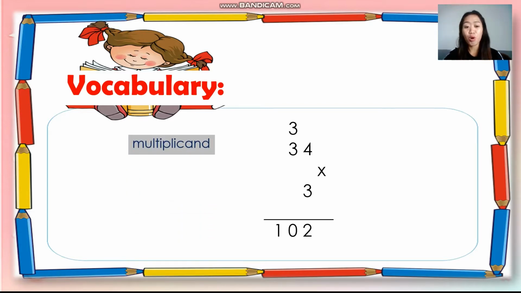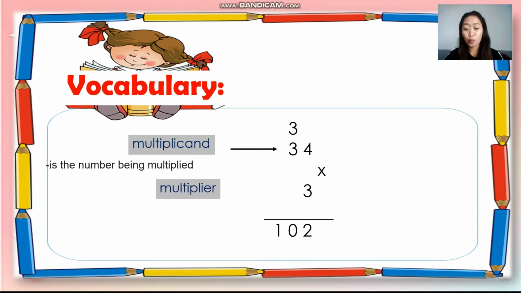We have here multiplicand. 34 is our multiplicand. When we say multiplicand, it is the number being multiplied. Again, let's read multiplicand. Next, we have multiplier. Number 3 is our multiplier. When we say multiplier, it is the number doing the multiplying.